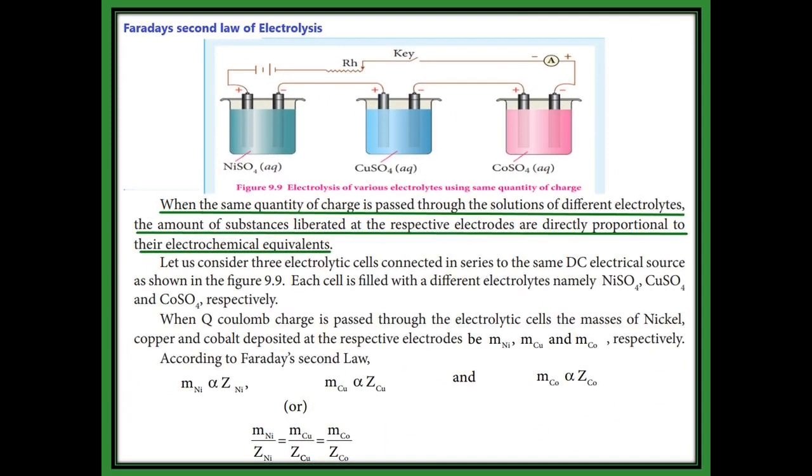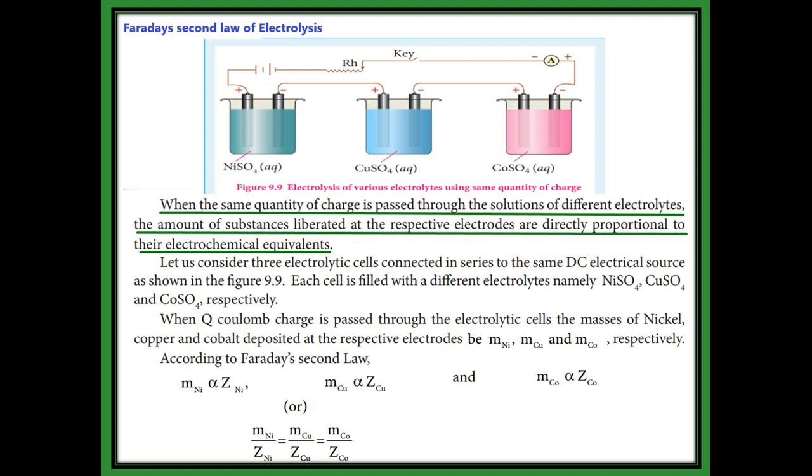Faraday's second law is that when the same quantity of charge is passed through different electrolytes, here we are going to take nickel sulfate, copper sulfate, cobalt sulfate, they are the different electrolytes. The amount of substance liberated, that is nickel, copper and cobalt, at the electrode is directly proportional to their electrochemical equivalent. The electrochemical equivalent symbol is Ez. The mass of nickel is directly proportional to Ez nickel, the mass of copper to Ez copper, and the mass of cobalt to Ez cobalt.